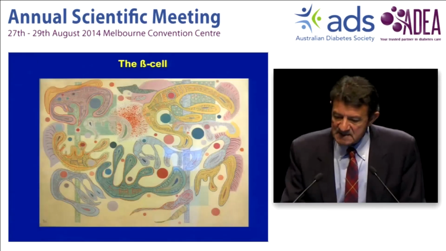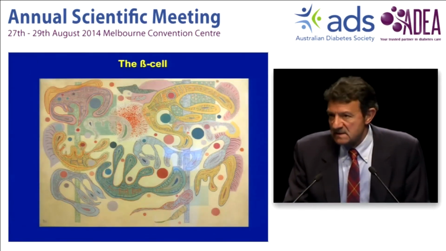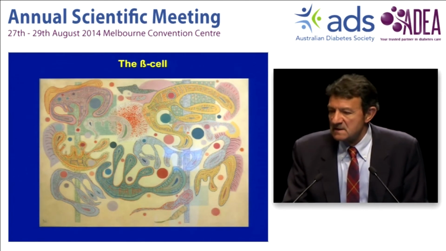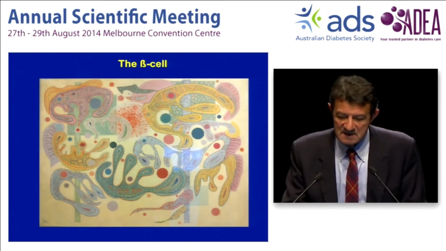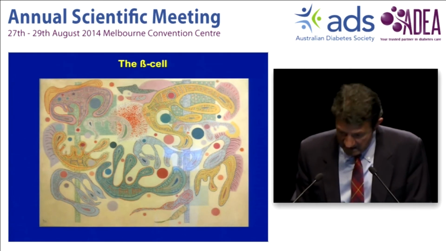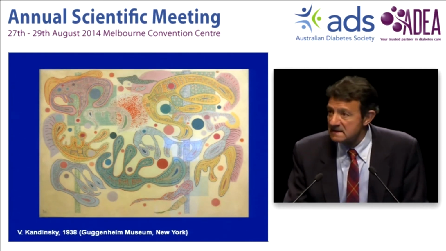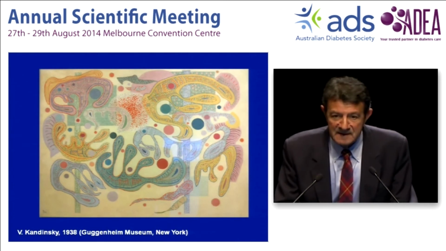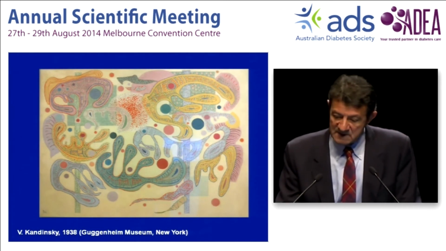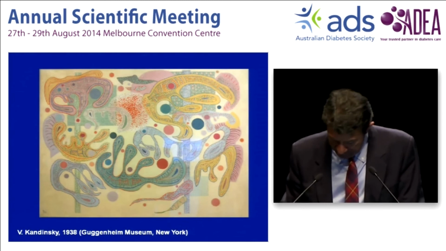The beta cell is an extremely complex, very sophisticated, highly differentiated cell. This is actually a painting by Kandinsky in 1938, and one wonders, how did he know about beta cells back then?